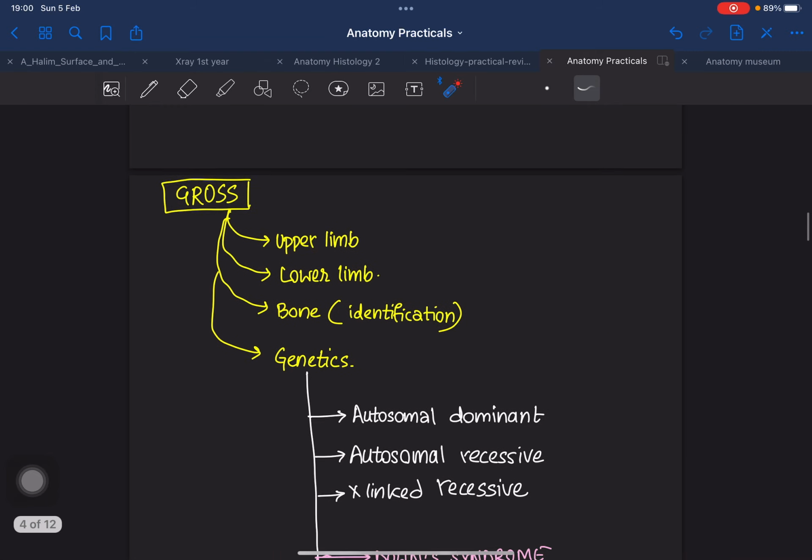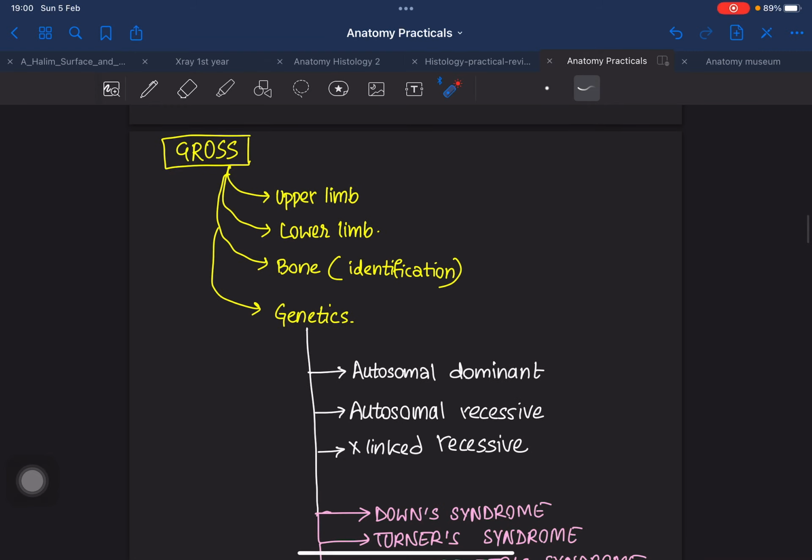Okay, now let's talk about the gross section. The gross section will consist of 10 questions, each of 3 marks, right? 10 into 3 gives us 30 marks. It consists of upper limb, lower limb, bones. Identification of the bones could be there. For example, a tibia bone could be given, and you could be asked to write which bone it is, which side of the bone it is, and one attachment would be marked by a chalk. Then you will be asked to write about what is attached there, or what is the insertion or the origin of that point. So this also could be given, and one question could be from the genetics section.